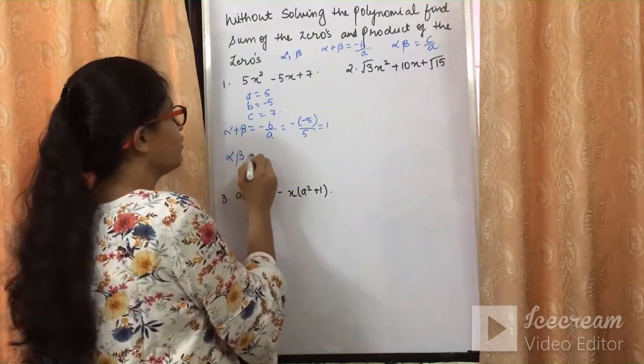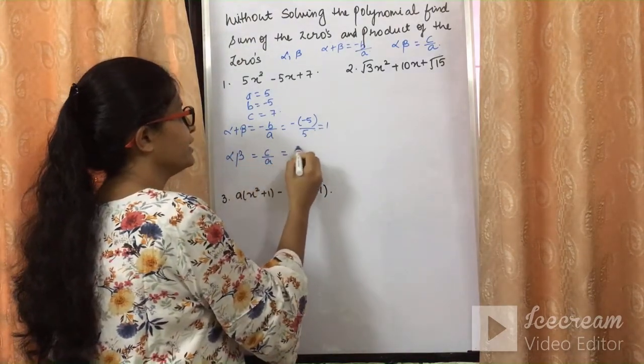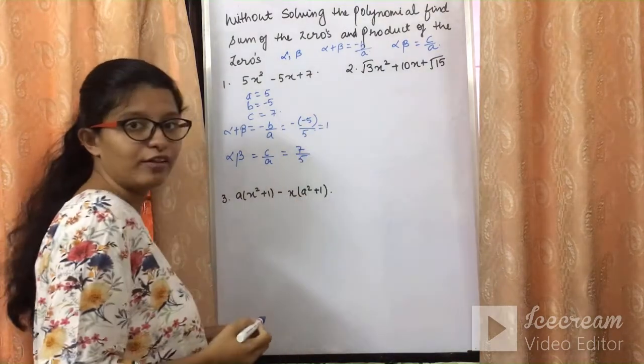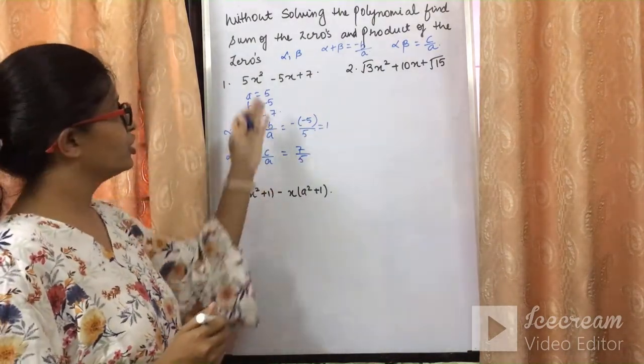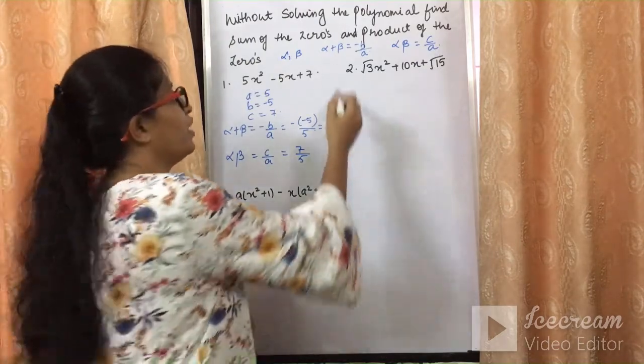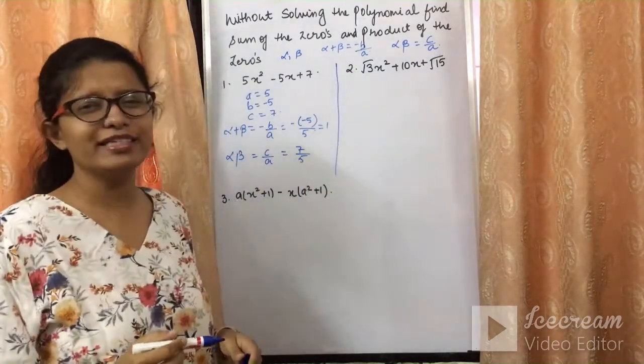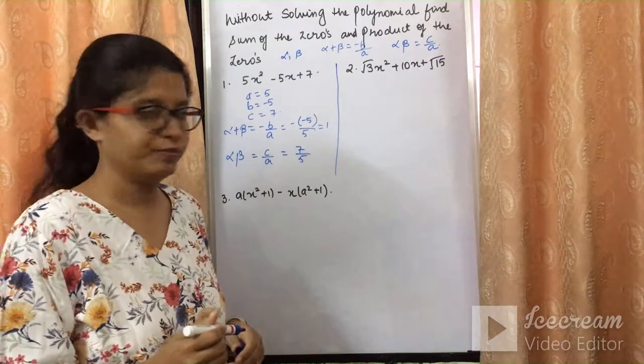Product of the zeros is alpha beta, that is c upon a. c is 7 and a is 5. So the product of the zeros comes out to be 7 upon 5. So this is what was asked in the question. I hope this question is clear, which is very simple. Maybe it is asked for 1 mark.